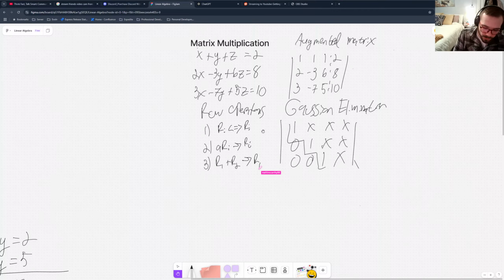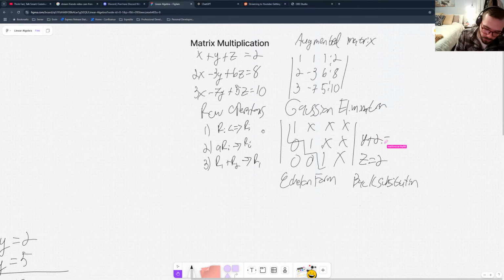And using these row operations, we could get this form, which we called echelon form. And then once we did that, we were able to do z equals 2. This is called back substitution. Y plus 2 times something equals 8, right? Y equals 6. And then same thing for x. Okay.